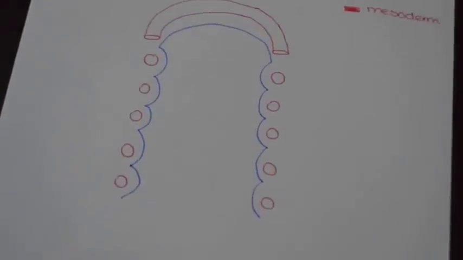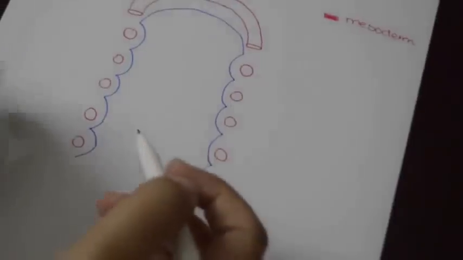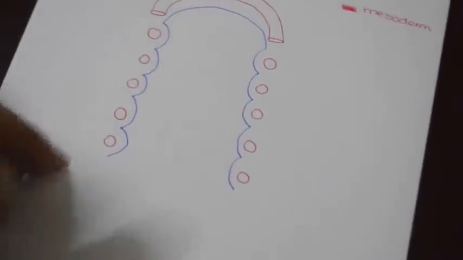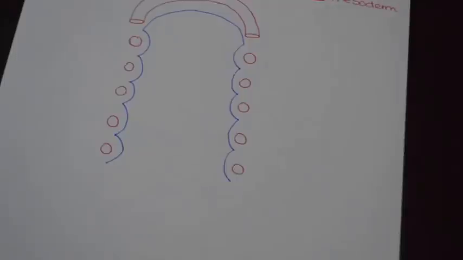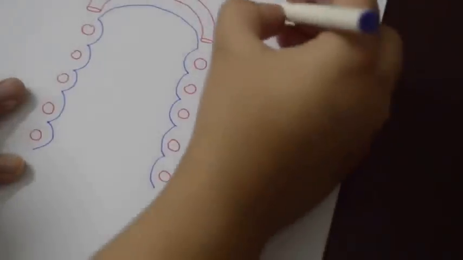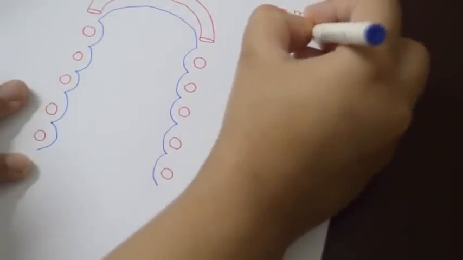Now we are going to make the pharyngeal pouches. How many pharyngeal pouches do we have? We have 5 pharyngeal pouches, and the 5 pharyngeal pouches are endodermal in origin. Endoderm.